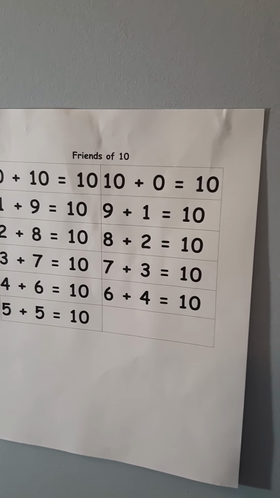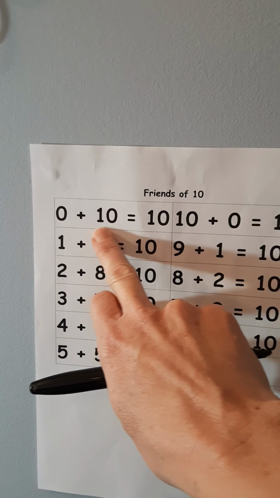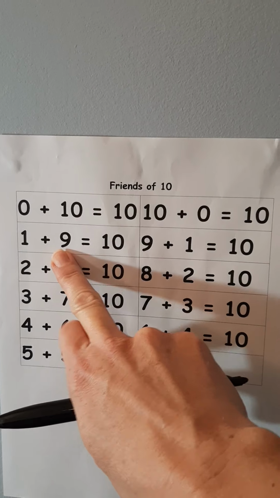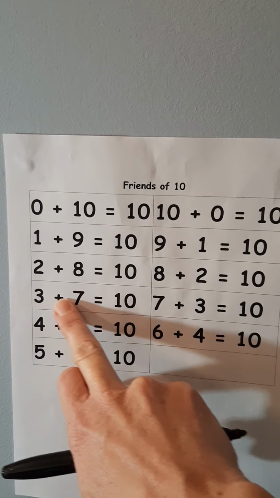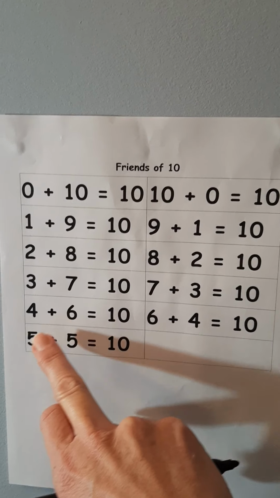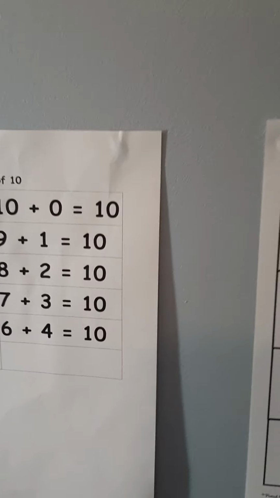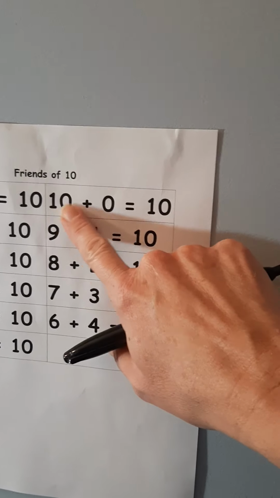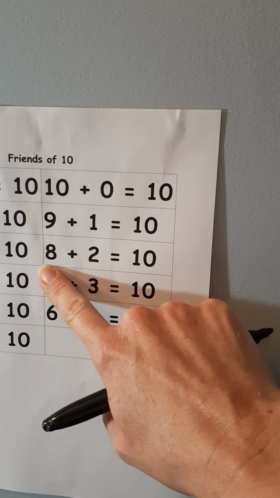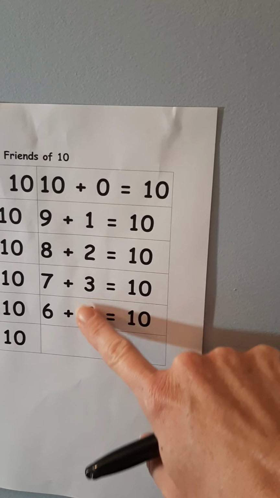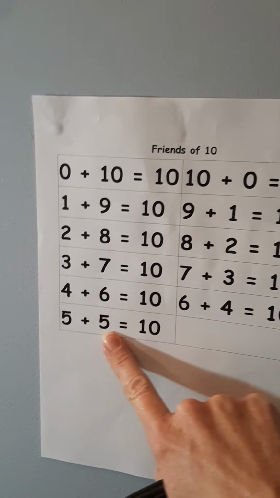Okay, boys and girls? I taught you a song that goes with Friends of 10 and it goes like this. 0 and 10 and 1 and 9, 2 and 8, 3 and 7 and 4 and 6, 5 and 5. And then you can do the flip-flop or the twins for Friends of 10. 10 and 0 and 9 and 1, 8 and 2, 7 and 3 and 6 and 4, 5 and 5. Don't forget that's a double, isn't it?